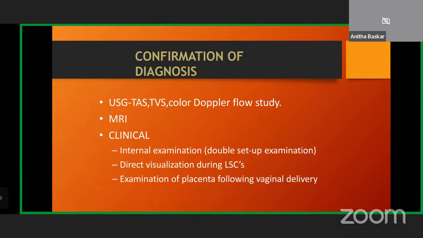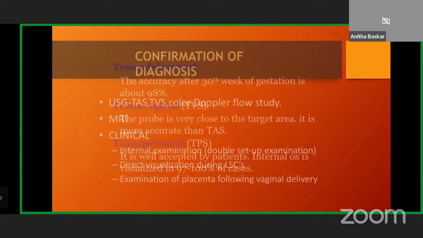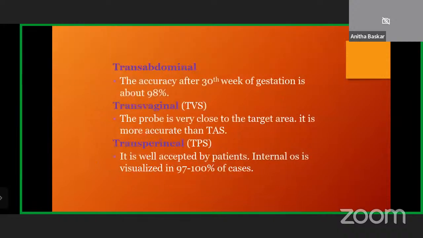Clinical examination is a previous school of thought. It is a double setup examination. Nowadays it is gone. Trans-abdominal ultrasound accuracy after 30 weeks is 90%. So placenta previa diagnosis should be at more than 32 weeks. Then only you have to label it as placenta previa.